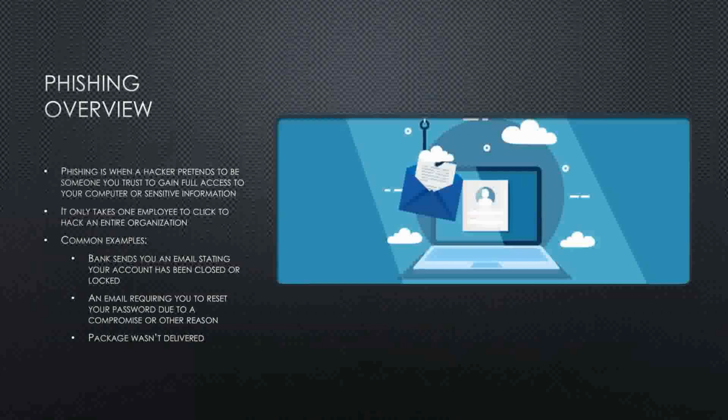So we've heard this word phishing a lot. What is phishing? Phishing is when a hacker pretends to be someone you trust to gain full access to your computer or sensitive information. Basically, they try to trick you into giving them personal information, such as your name, your phone number, social security number, bank account information.